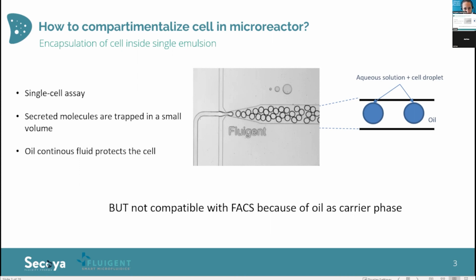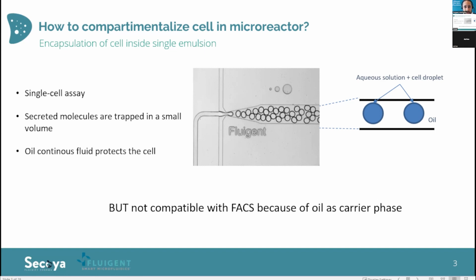So basically, when you are making these droplets, you will have an aqueous solution with the cells in droplets, which will be surrounded by an oil phase, because to make an emulsion you need two immiscible phases, water and oil. So you will have the oil as a continuous phase that will protect the aqueous droplets, which will contain the cells. Sorry. So this is an interesting technology.